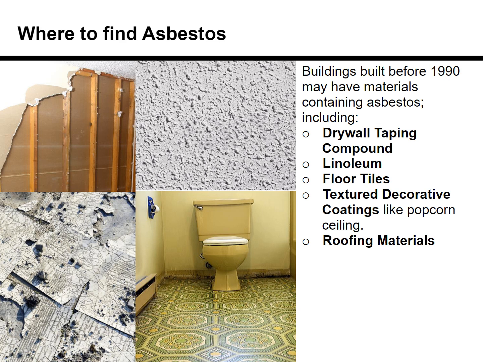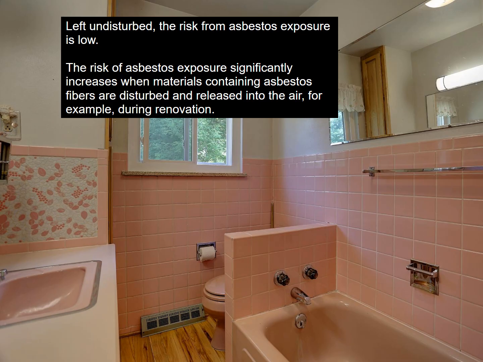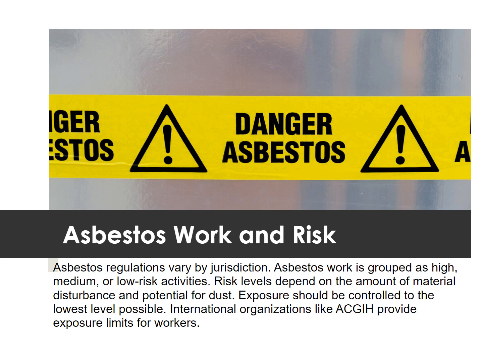Buildings built before 1990 may have materials containing asbestos, including drywall taping compound, linoleum, floor tiles, textured decorative coatings like popcorn ceiling, and roofing materials. Left undisturbed, the risk from asbestos exposure is low. The risk of asbestos exposure significantly increases when materials containing asbestos fibers are disturbed and released into the air, for example, during renovation. Asbestos regulations vary by jurisdiction.